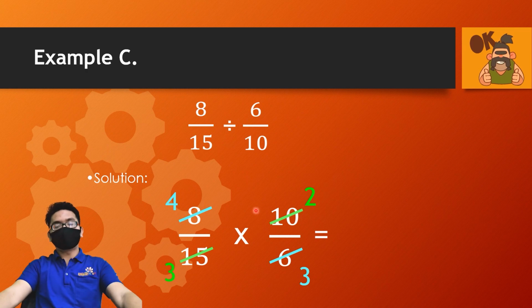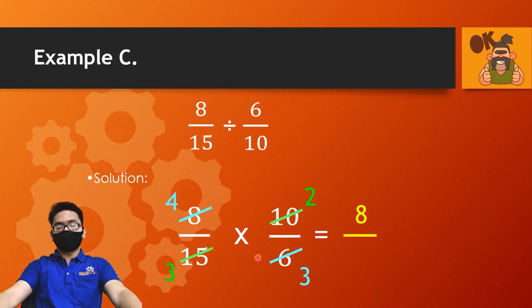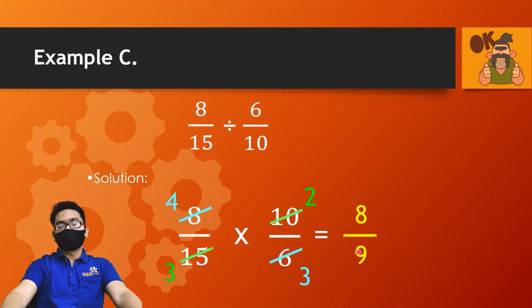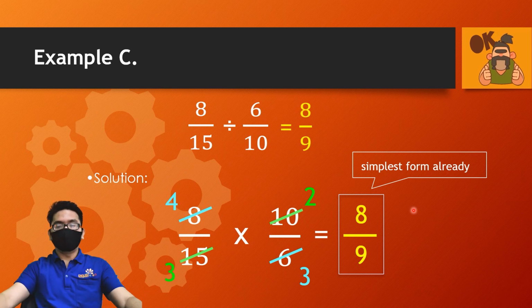Okay, let's proceed to multiplication. 4 times 2 equals 8. 3 times 3 equals 9. Now, 8 over 9 is in simplest form already. Therefore, our final answer is 8 over 9. Okay?